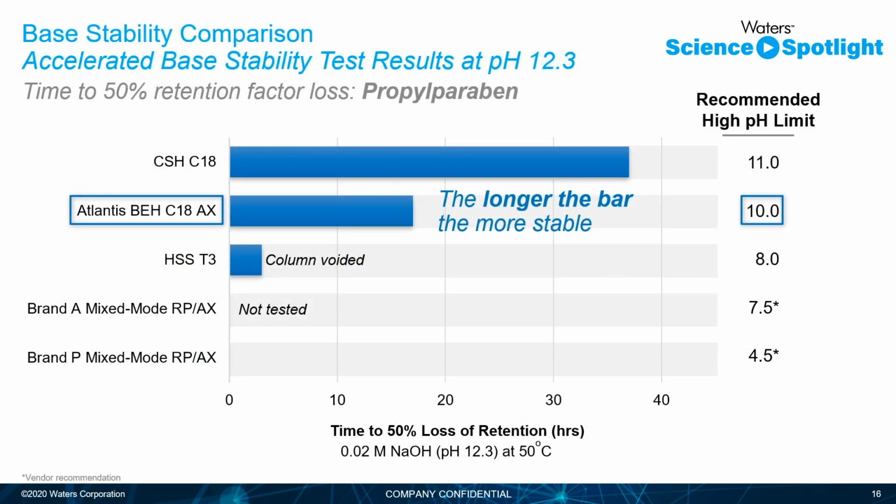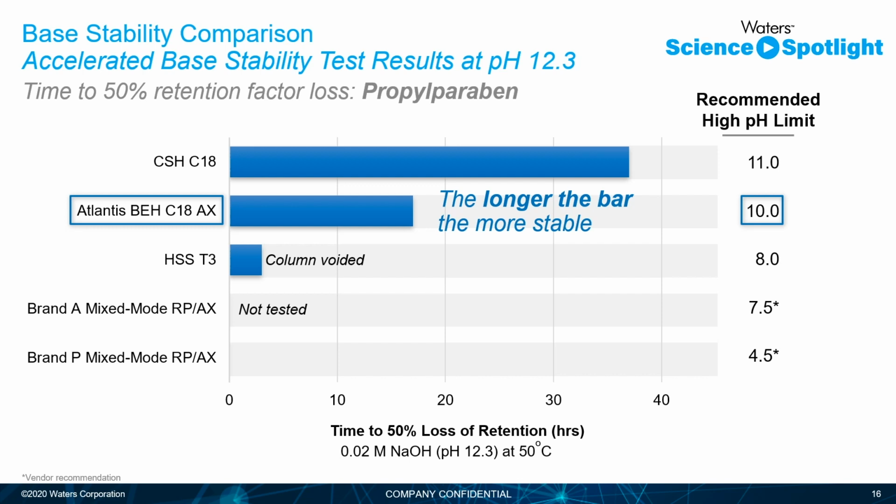To assess the base stability comparison, we run an accelerated base stability test at pH 12.3, and we measure the time it takes to reach a 50% retention factor loss for a neutral analyte. In this case, we use propylparaben. The longer the bar, the more stable. If we compare our Atlantis BEH C18AX stationary phase to our CSH C18 and our Waters HSS T3, you can see that the stability is much better than our HSS, which is predicted because that is just a silica-based particle and shouldn't have much high pH stability.